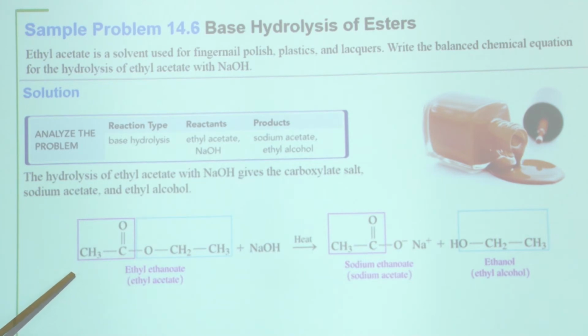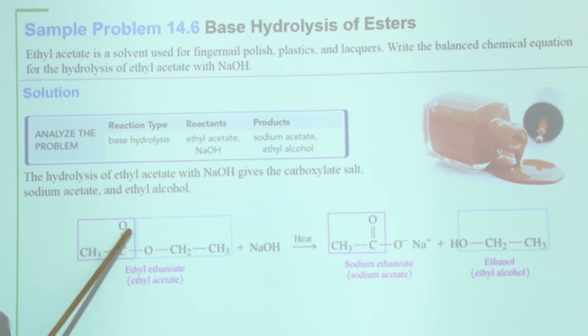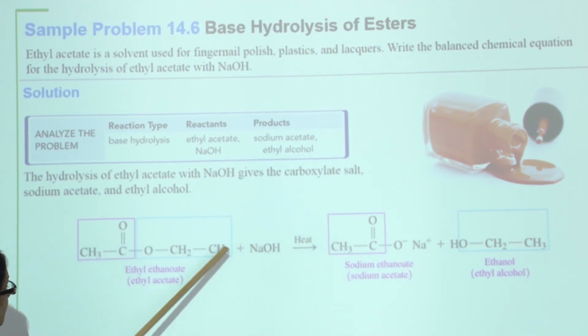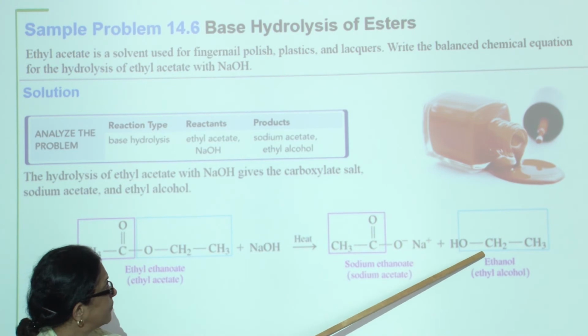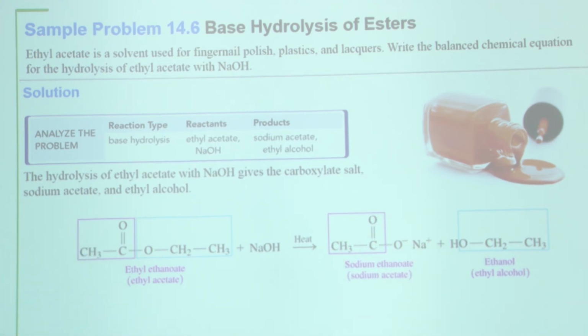So this is ethyl acetate. Ethyl alcohol. Acetate, this is common name. So ethanoate, ethanoic acid. In presence of base, sodium hydroxide, you get the salt of the acid. There is your salt of the acid, and you get your alcohol. So the base hydrolysis of an ester gives the salt. Base hydrolysis always will give the salt of the acid.